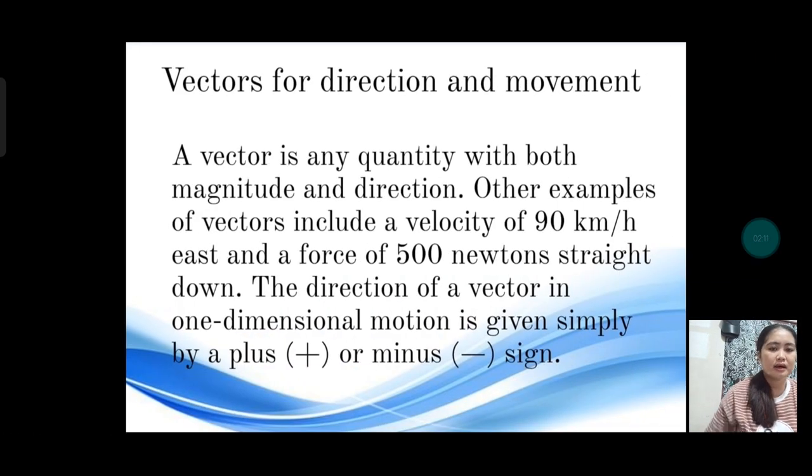Next, the vectors for direction and movement. A vector is any quantity with both magnitude and direction. Other examples of vectors include a velocity of 90 km/h east and a force of 500 newtons straight down. The direction of a vector in one-dimensional motion is given simply by a plus or minus sign.